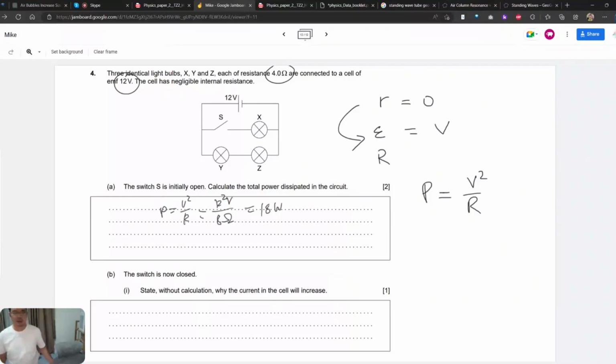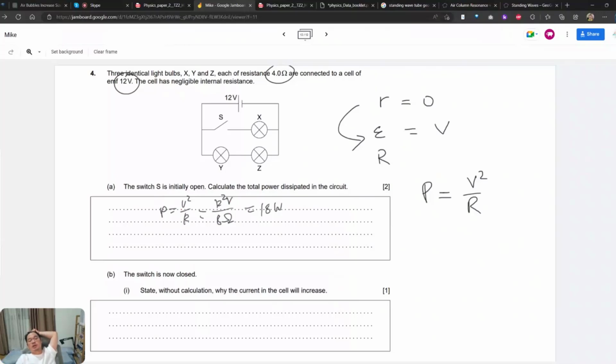Question B, the switch is now closed. State without calculation why the current in the cell will increase. Because when the switch is closed, the resistor X is connected in parallel with the other resistors Y and Z. The parallel connection will reduce the total resistance of the circuit. That is one way that we can answer this question.